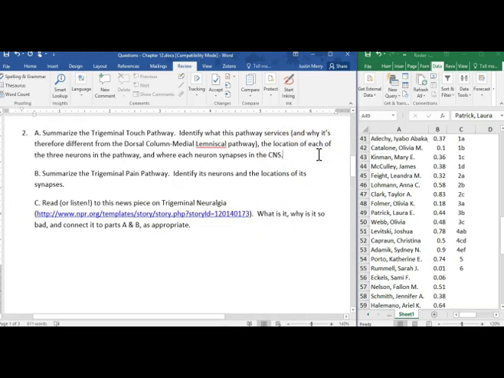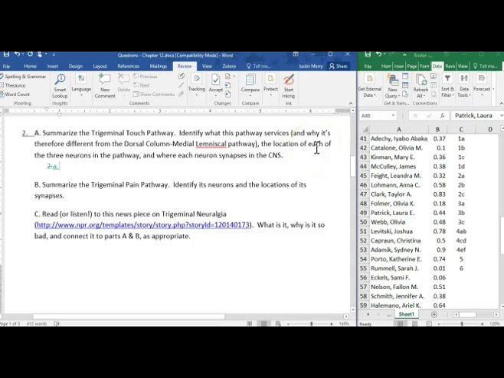Number 2. All we did was talk about the spinal pathways carrying information in from the body, but we didn't do anything on information from the face. So that's where this question is meant to fill in the gaps. It says, summarize the trigeminal touch pathway: identify what the pathway services, the location of the neurons in the pathway, where those neurons go, that kind of thing. This one went to Leandra. What'd you get?